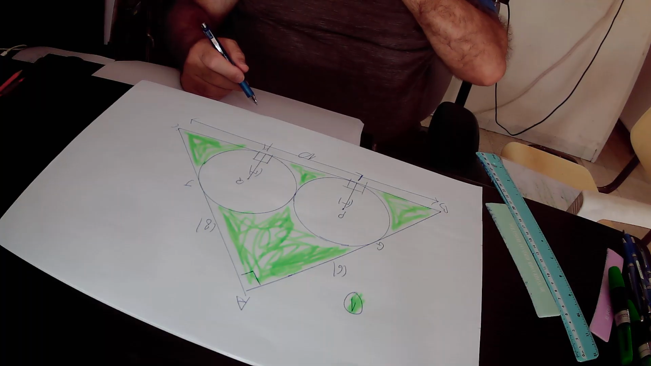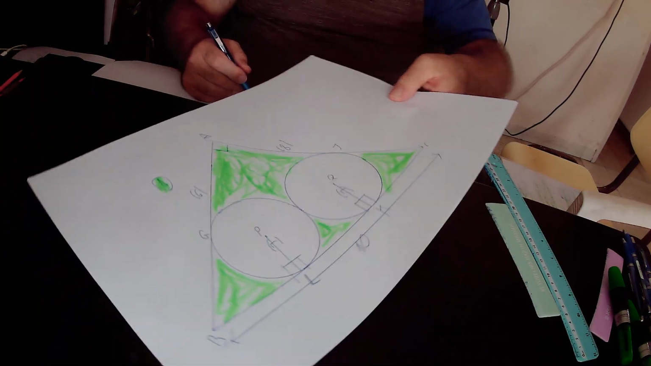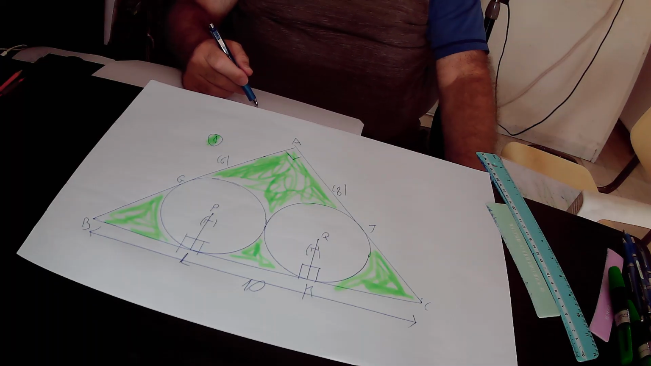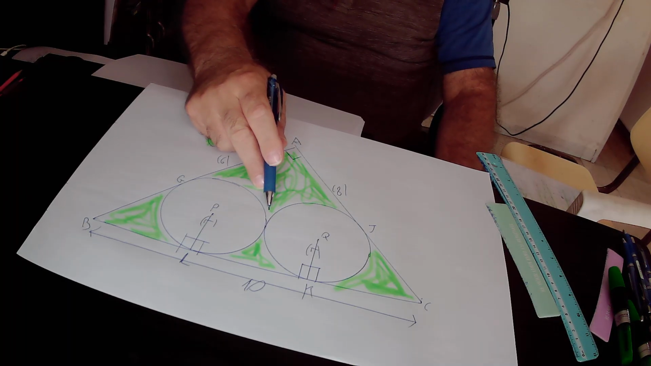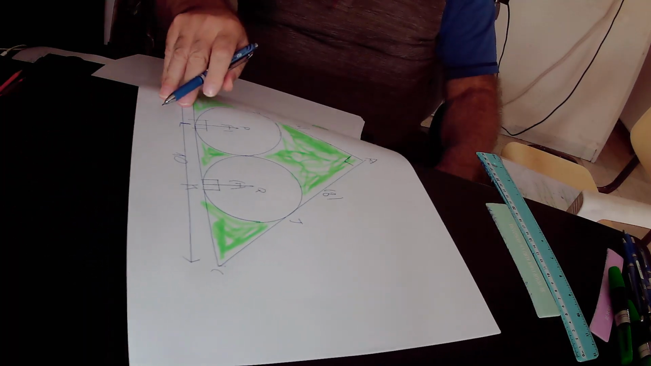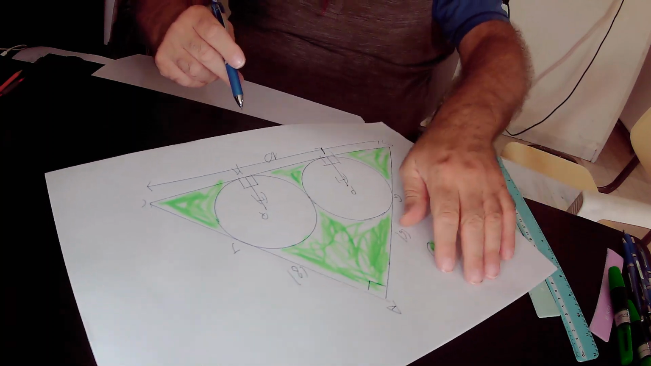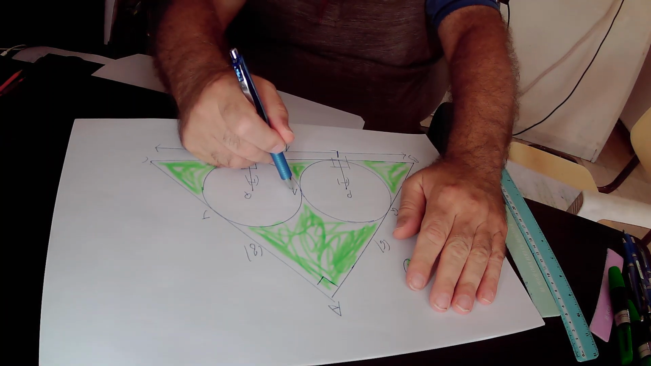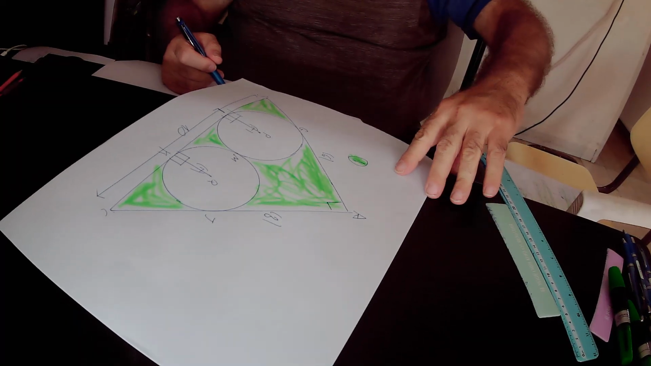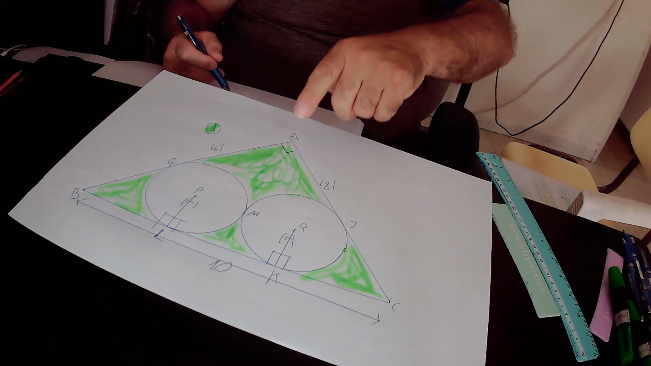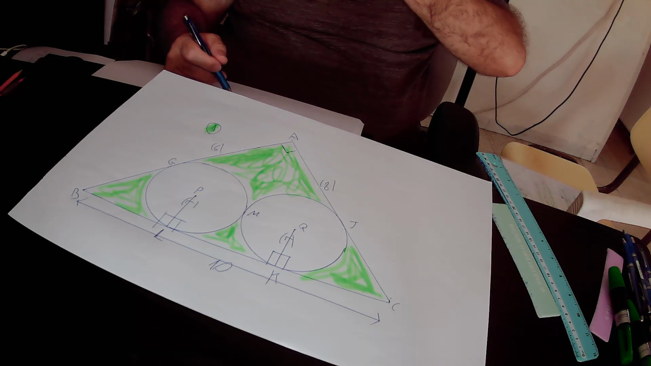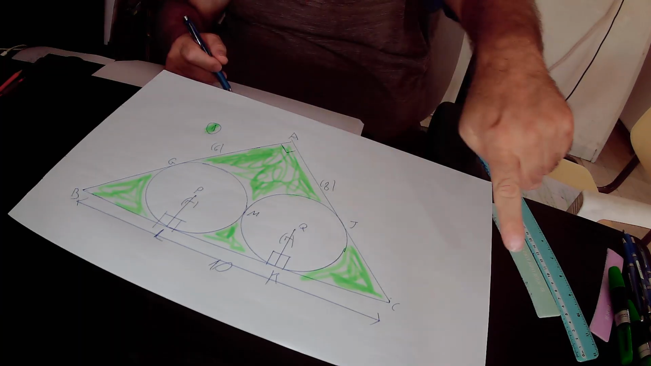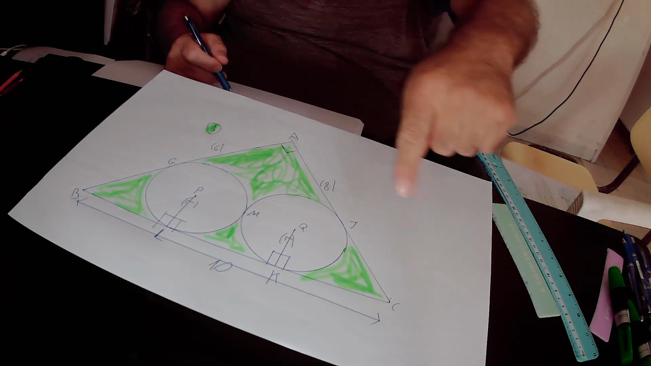In the next step, we'll define the touching point of those two circles. This point is point M. In the next step, from point M, the touching point of those two circles, we will go perpendicular on BC. Again, from point M, we will go perpendicular on BC.